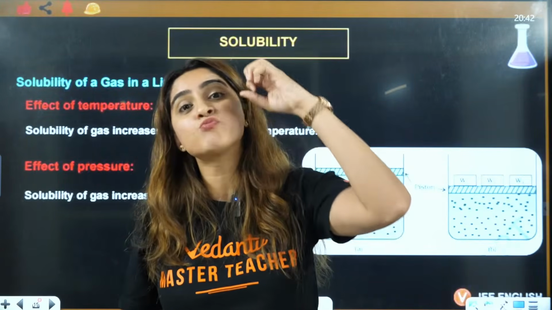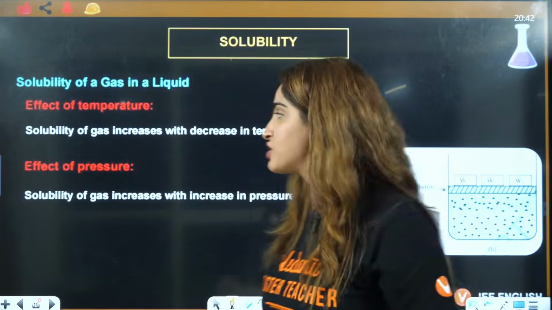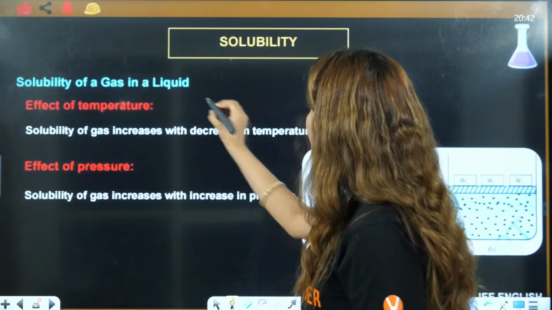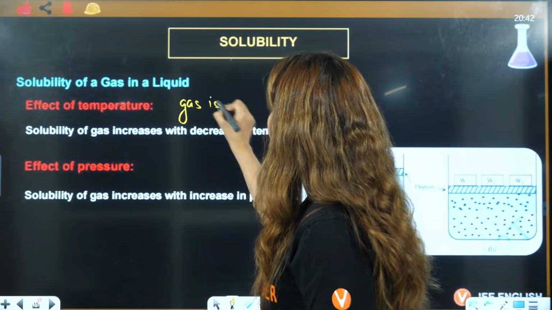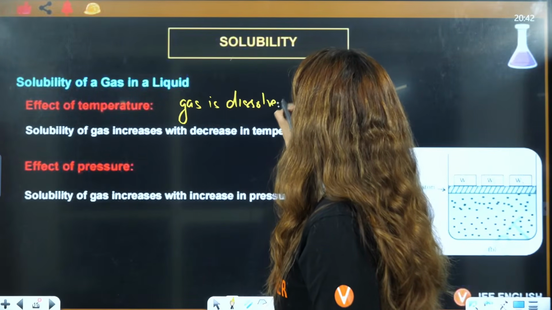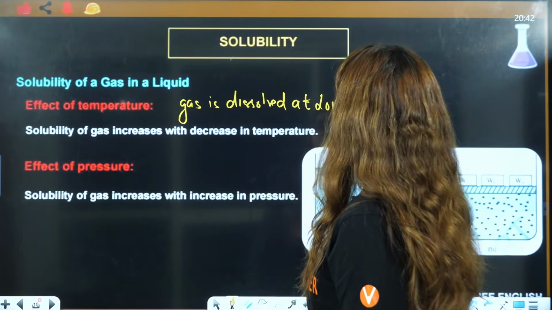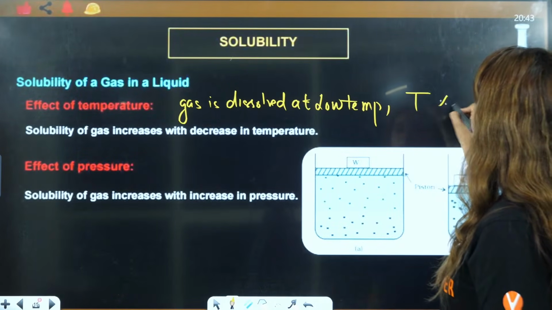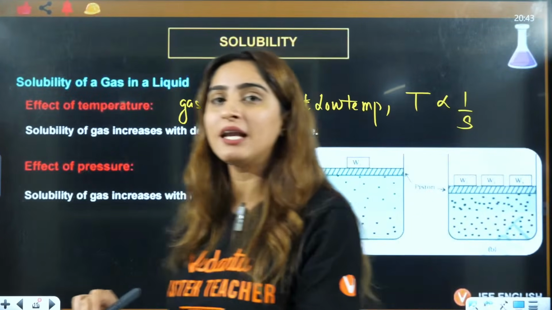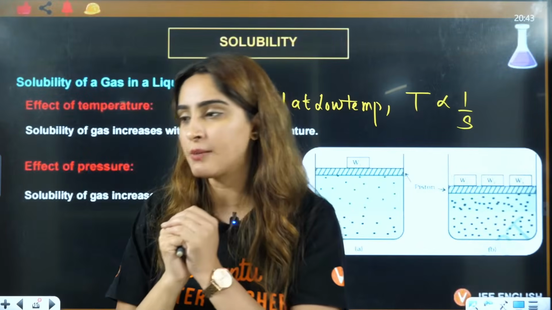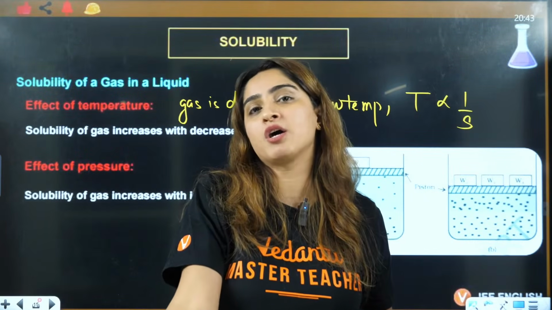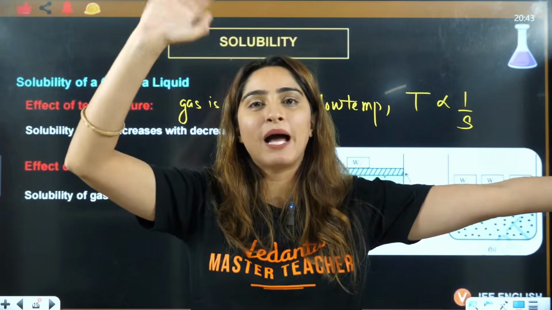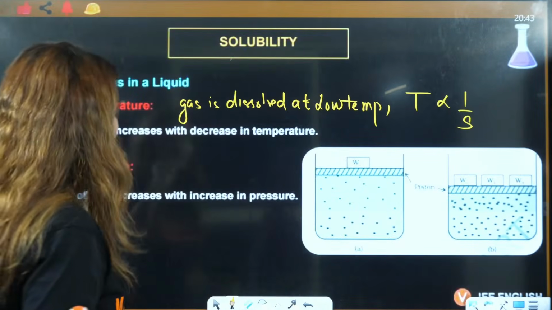So gas is more dissolved at lower temperature. It needs low temperature. So can I say, as temperature increases, solubility decreases? So in this case, definitely solubility and temperature are inversely proportional. When you increase the temperature of a carbonated drink, the gas will go. The gas will be like, tata, bye bye, I'm going. So that is inversely proportional.